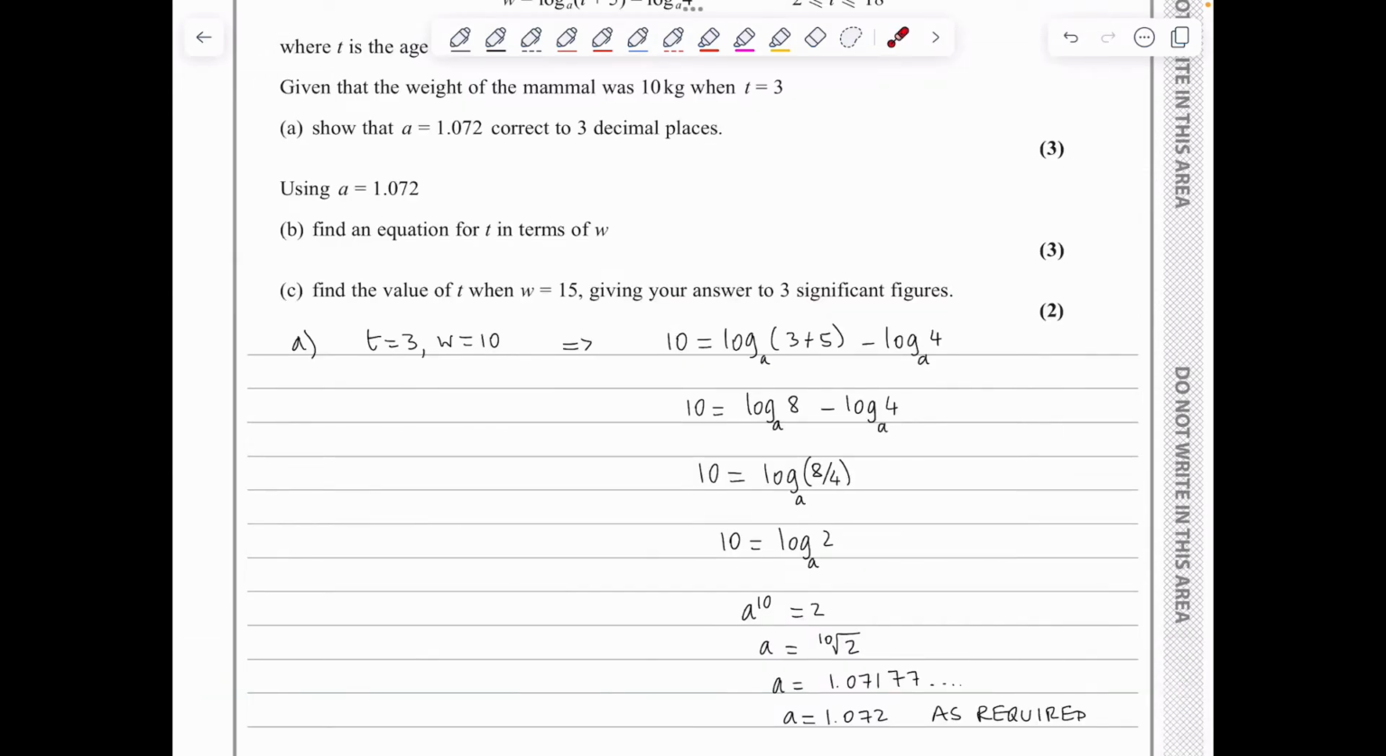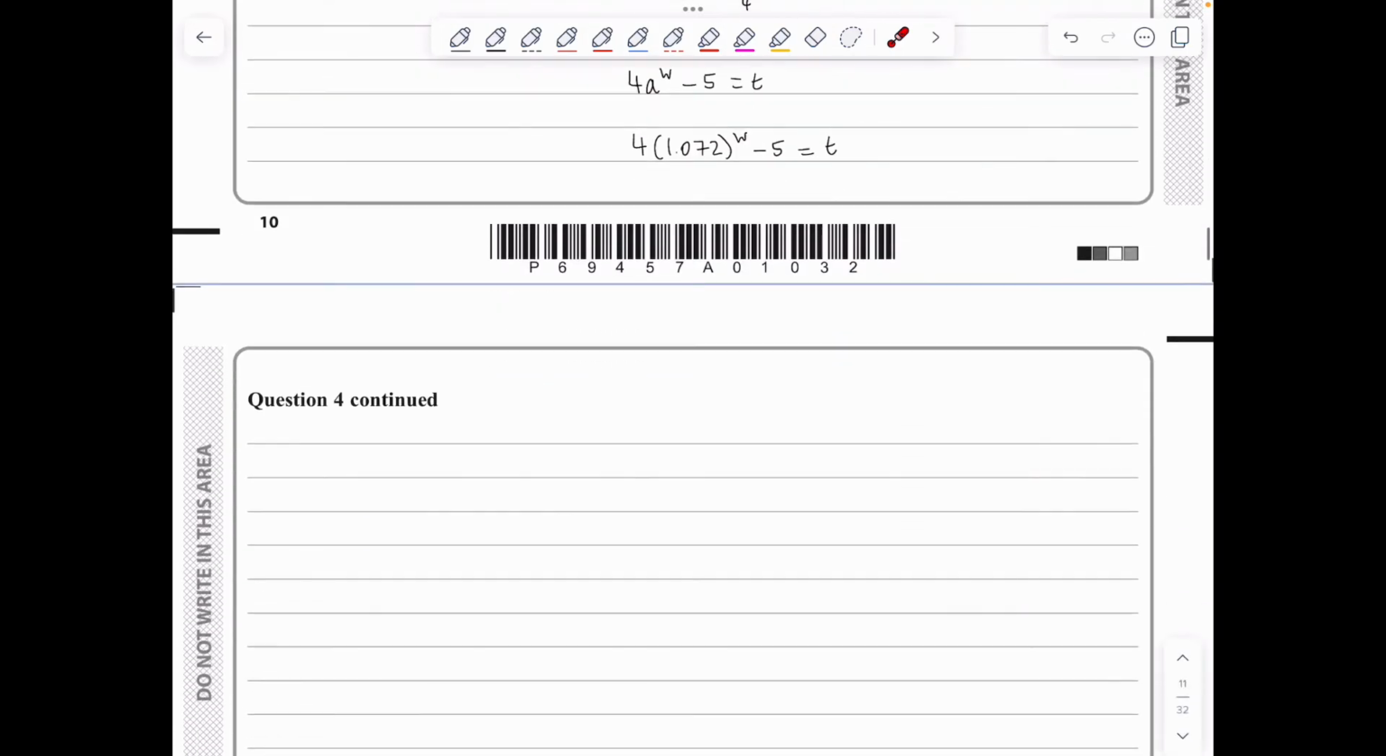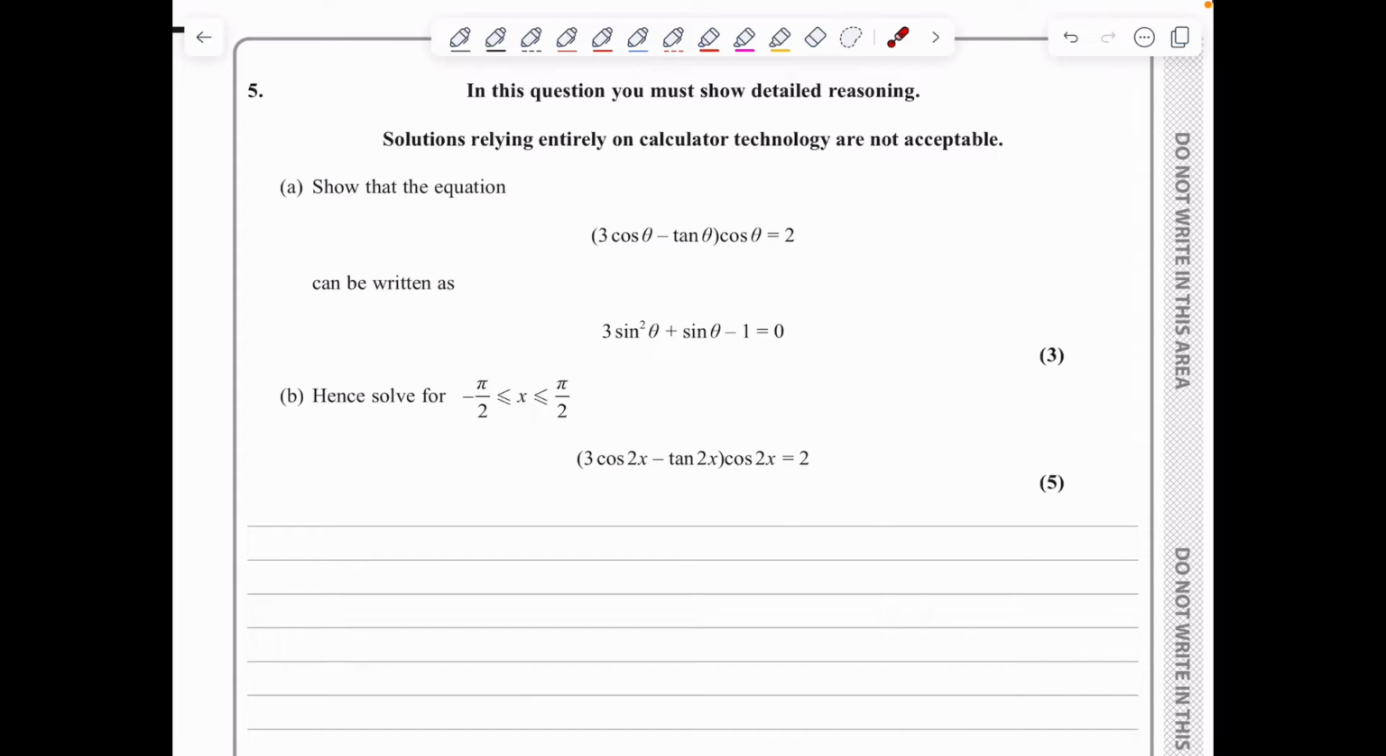In part C, I need to find the value of T when W is 15, giving my answer to 3 significant figures. So we will start by saying that if W is 15, then we get that 4 times 1.072 raised to the power of 15 minus 5 should be giving me the value of T. So this turns out to be 6.35 months.